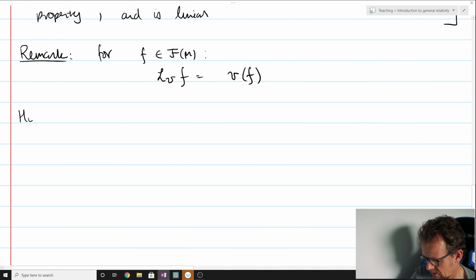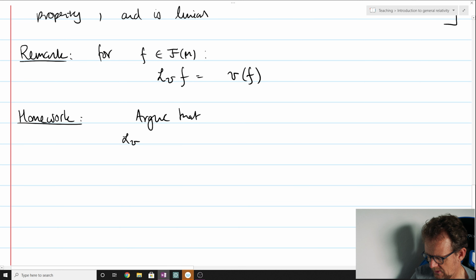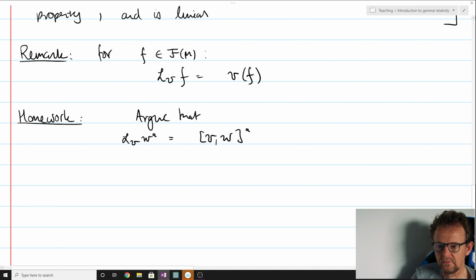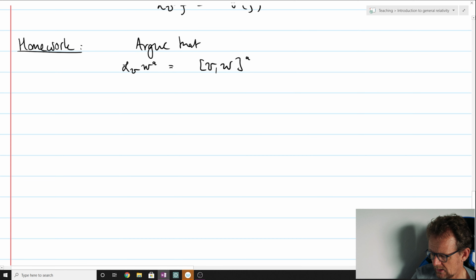Now here's a homework. Argue that the Lie derivative along V of a vector field component W^A is none other than the A-th component of the commutator of V and W. So it's a very important homework exercise. We're going to build on this when we discuss the action of the Lie derivative on more complicated tensor fields.